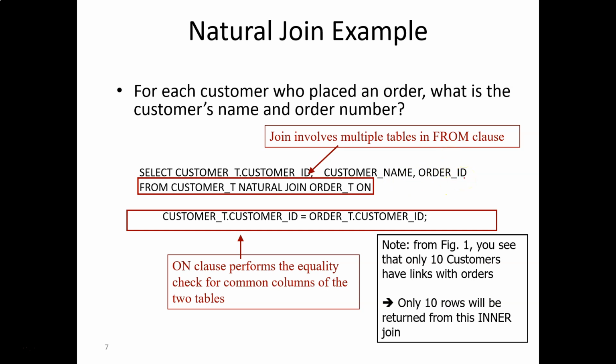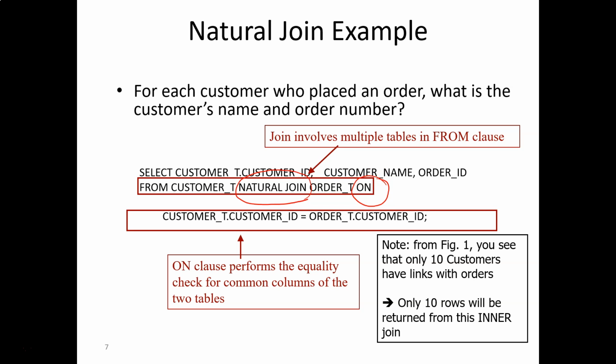And in the from clause, we are going to join the tables. From customer underscore T, which refers to the customer table, natural join order underscore T, which is the order table, right? And on customer table dot customer ID equal to order table dot customer ID.